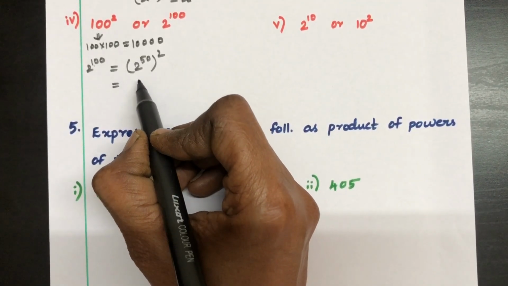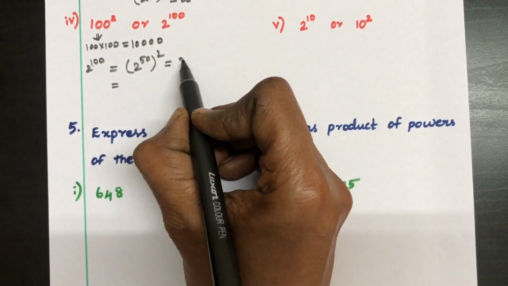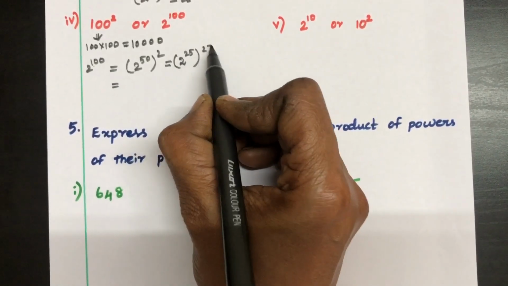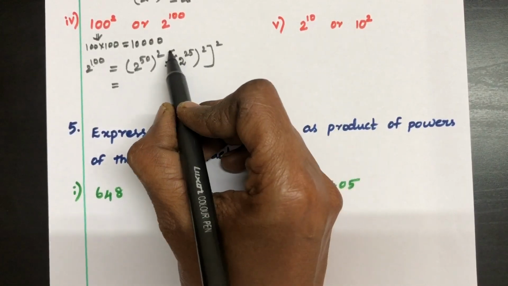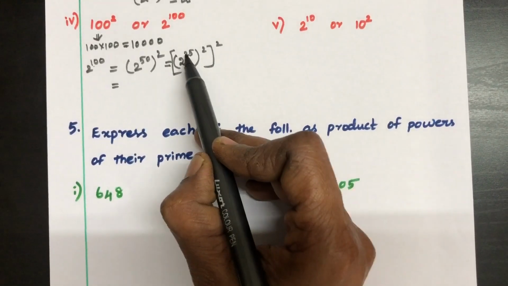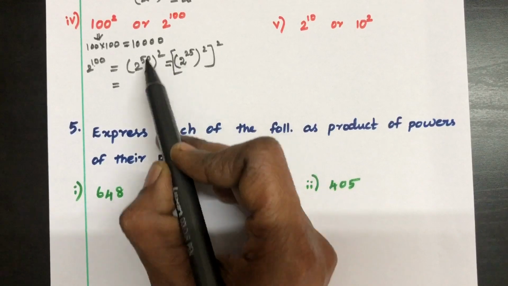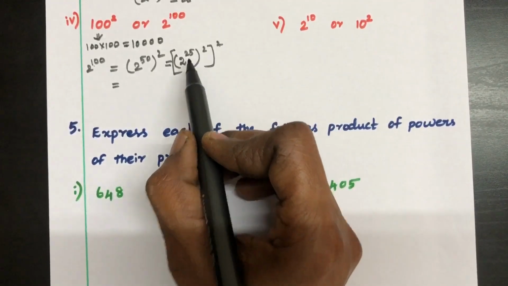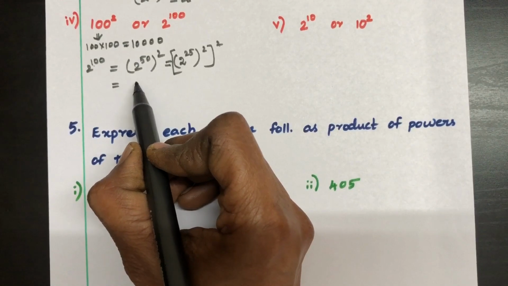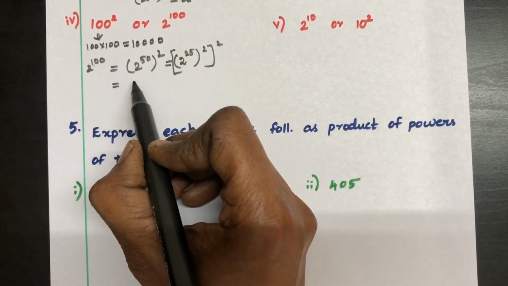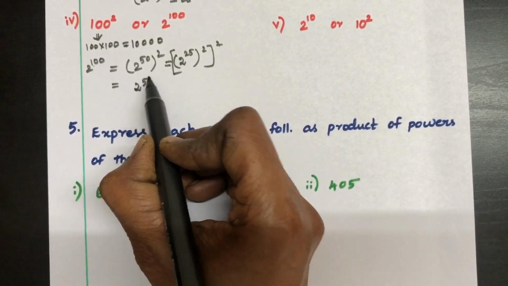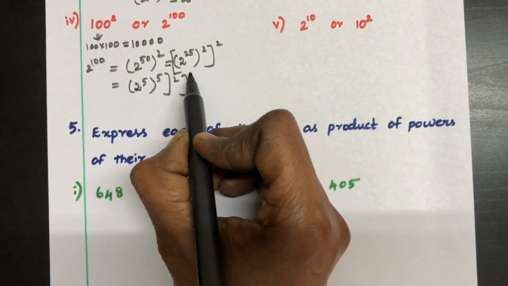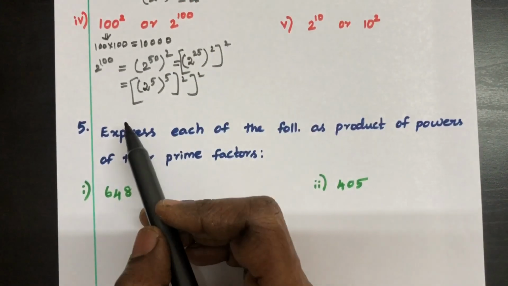Now this can be written as 2 power 25 the whole power 2, I am writing 50 as 25 into 2. Now this 25 can be written as 2 power 5 the whole power 5. So square of square, it will go like this, correct?